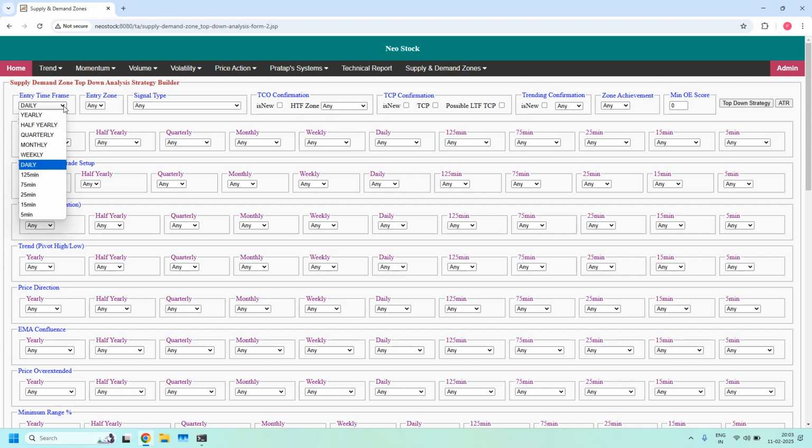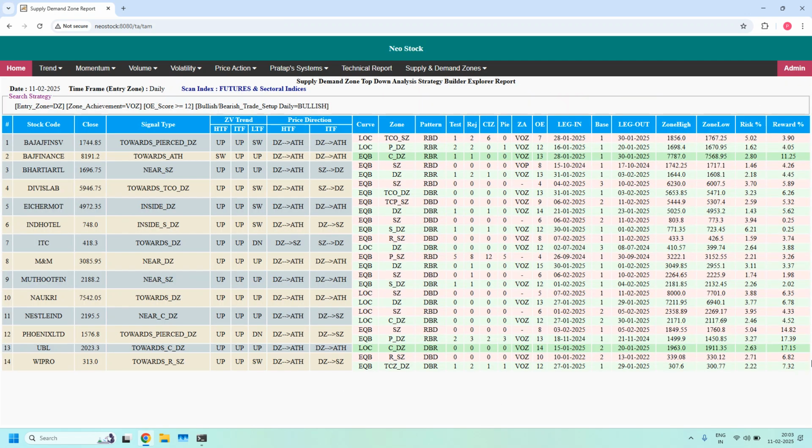Bullish trade setup, entry time frame is daily, entry zone is demand zone. In bullish or bearish trade setup at entry time frame daily, I am selecting bullish, and zone achievement should be violated opposing zone, minimum odd enhancer score 12. With these filters we got 14 stocks. These 14 stocks are currently supporting bullish trade setup for monthly income trade.